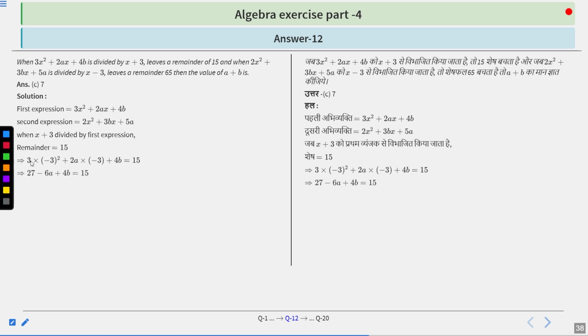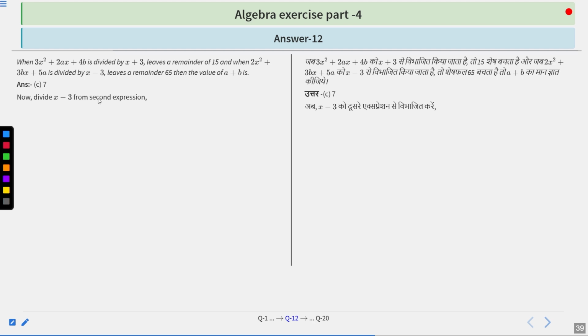So 3 square is 9, into 3 is 27. Minus 3 square is plus 9, so we get plus 27. 3 into minus 2a is minus 6a, plus 4b is equal to 15. Therefore, 6a minus 4b is equal to 27 minus 15, which is 12. Therefore, taking 2 common, we get 3a minus 2b is equal to 6.